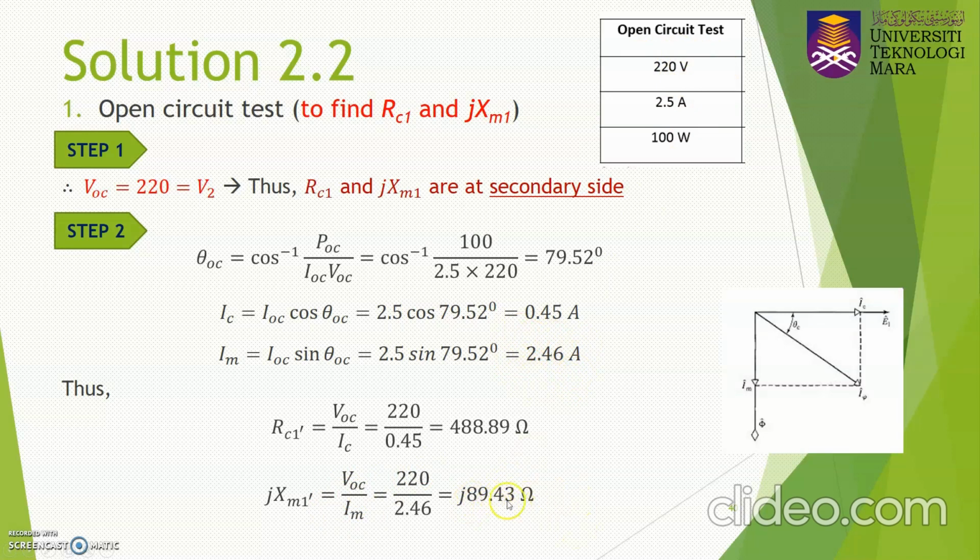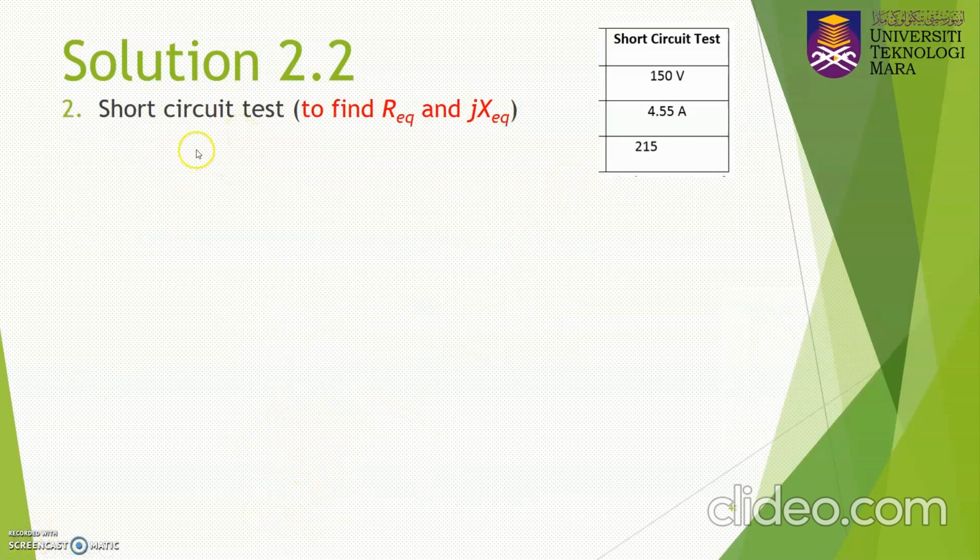So you get 89.43 ohm. Okay, so remember, based on step number 1, you know that your RC1 and also XM1 are referred to the secondary side. So that's why here I put RC1 prime and XM1 prime, because both of these values are referred to the secondary side. So we put prime here. Okay, and then next we go to the second test, which is the short circuit test.